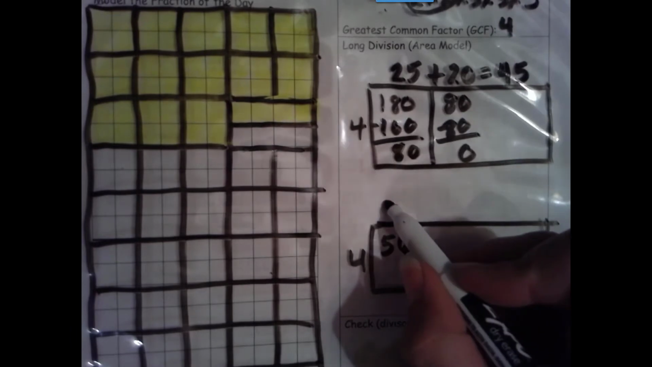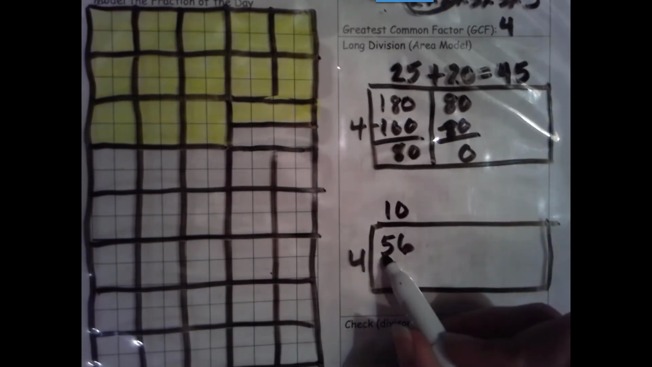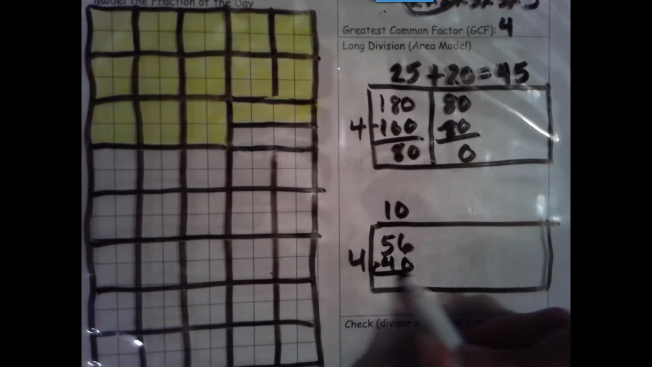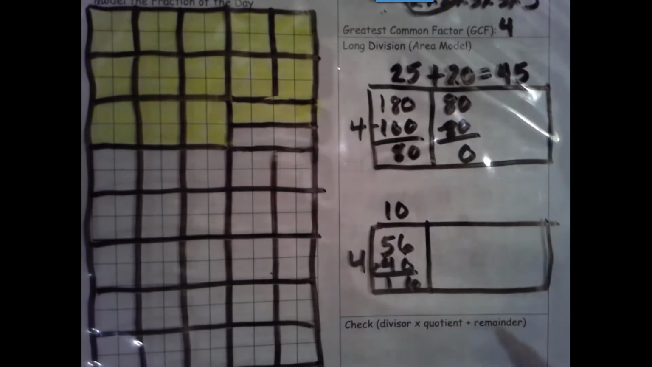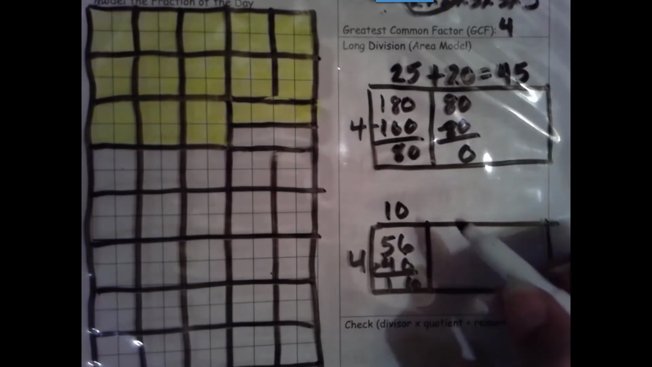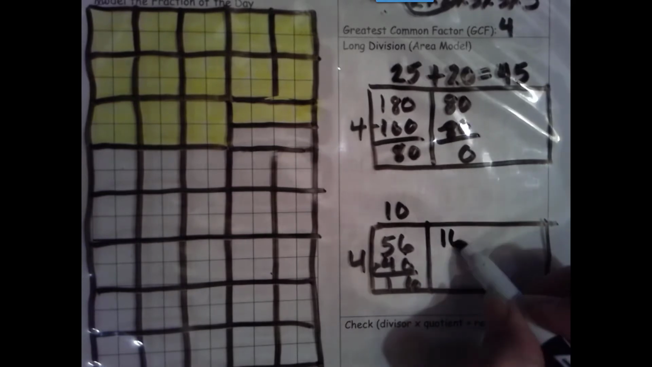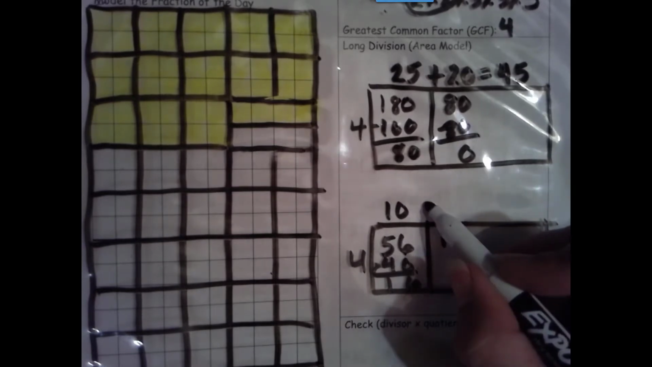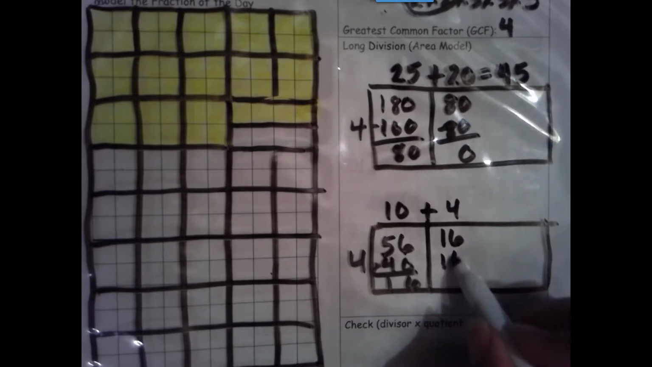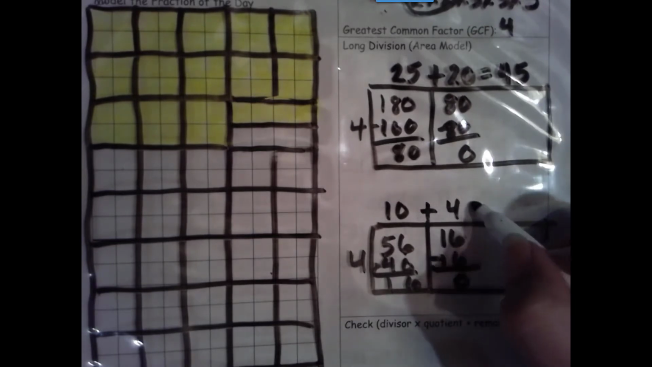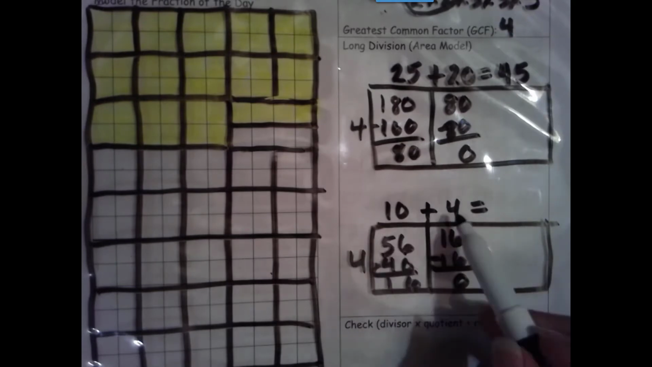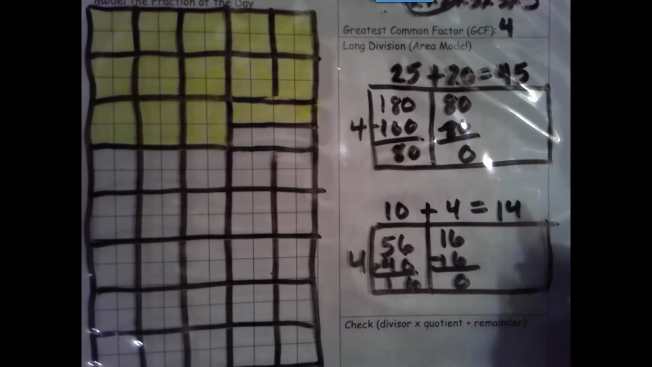Okay, down here, I'm going to do 10 groups of 4, which is 40. More on top, no need to stop. 16 is not less than 4, so I'm going to bring that up here. And 4 times 4 is 16. Numbers the same, zeros a game. Add up these partial quotients. 10 plus 4 is 14.